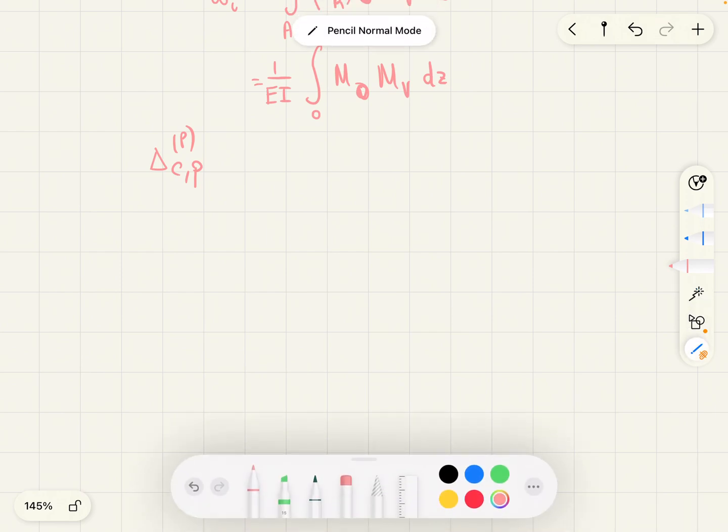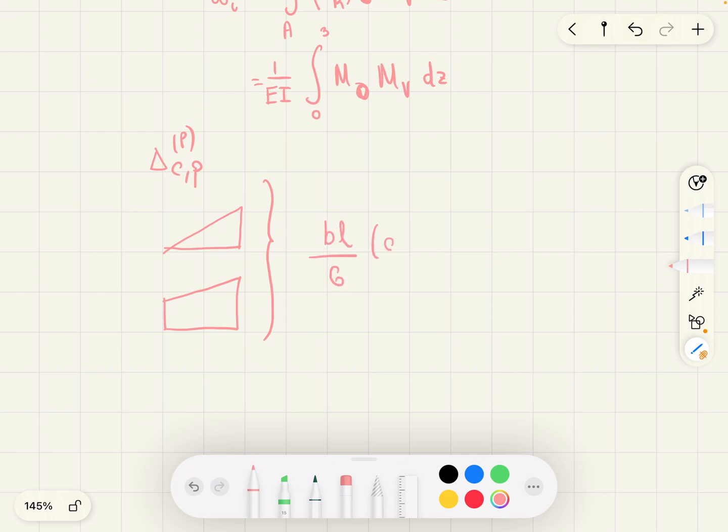So let's draw this here. We have a triangle and a trapezium. And then you look on our product integral table and you see when you have one shape like this and one shape like this, the kind of formula we have to use in this case is going to be BL over 6 (A1 plus 2A2). Now what are each of these?